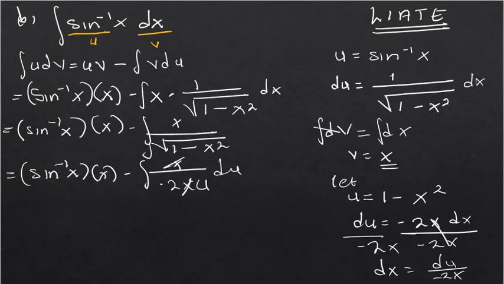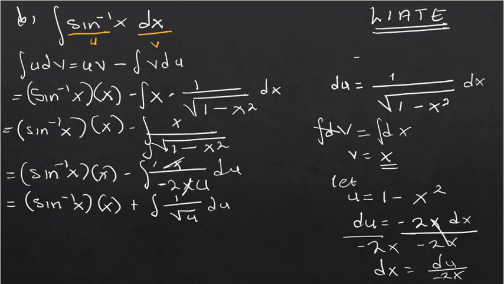This x and that x will go. Notice that we're going to have negative 1 over 2. This negative and the negative are going to multiply, and we are going to remain with sine inverse of x times x, plus the integral of 1 over square root of u du. Okay, so let me just try to wrap that and create my space.